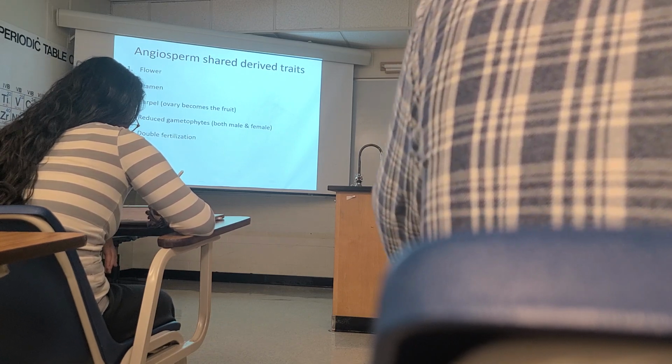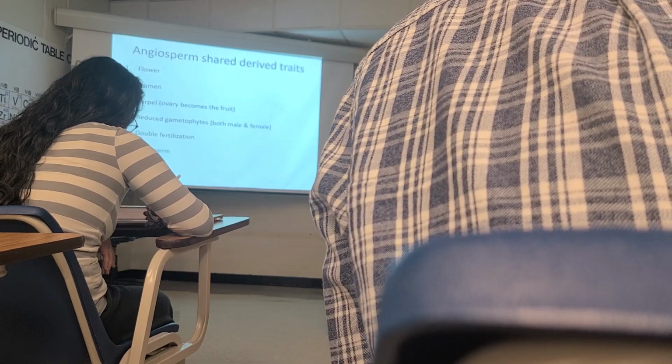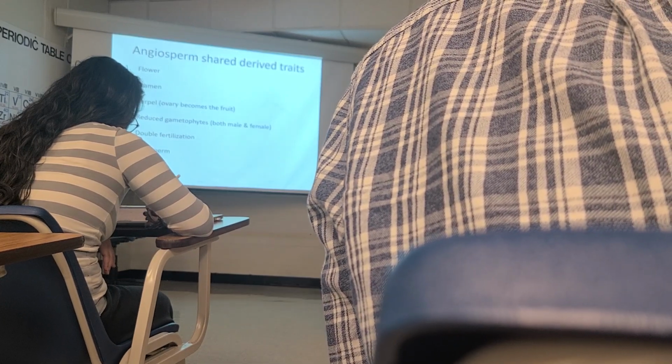Then we have number 5, double fertilization, which is going to lead us to number 6, which is the formation of endosperm, the nutritive tissue in the seed.